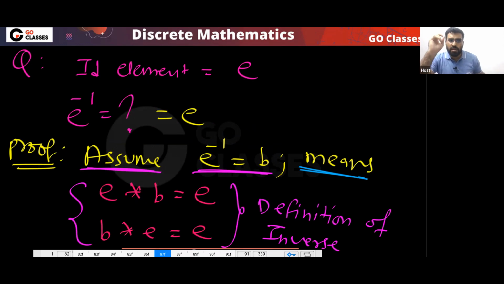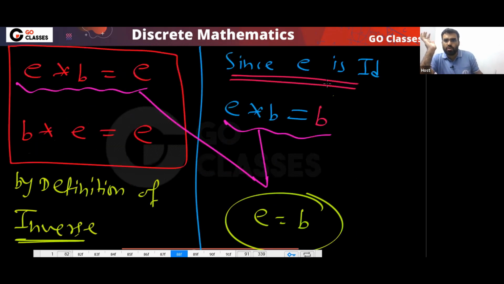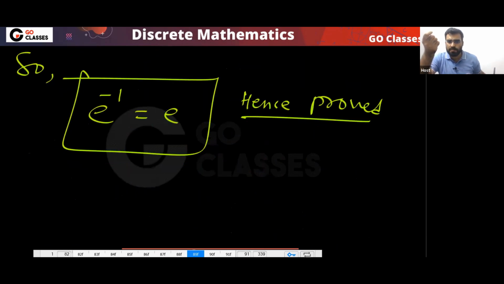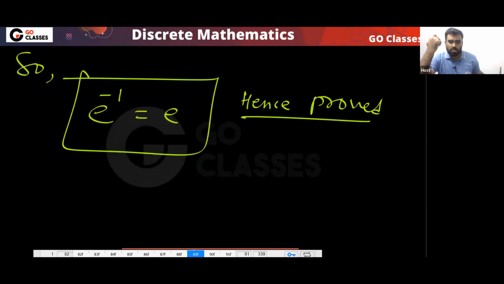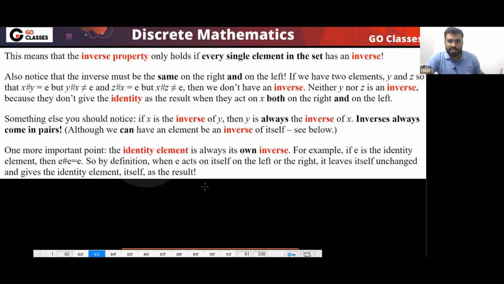And notice one thing. These things are extremely easy. Can you notice what we have done? We have applied the definition of inverse and also the definition of identity element. Only two things I applied. There is nothing else that we did. Only the definitions. Understand the definitions clearly. So this is the proof: identity element inverse will always be identity element.